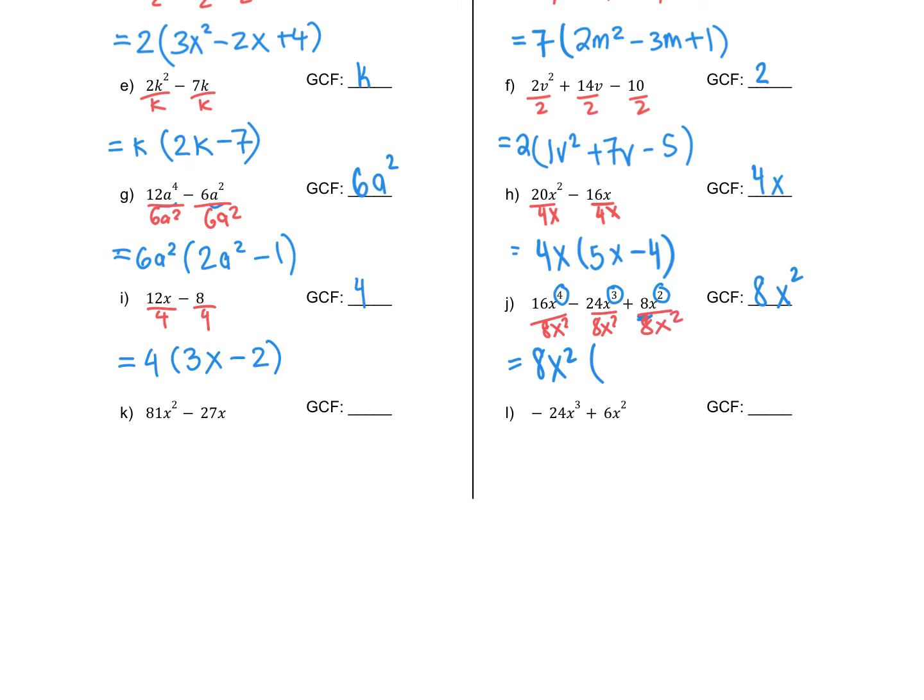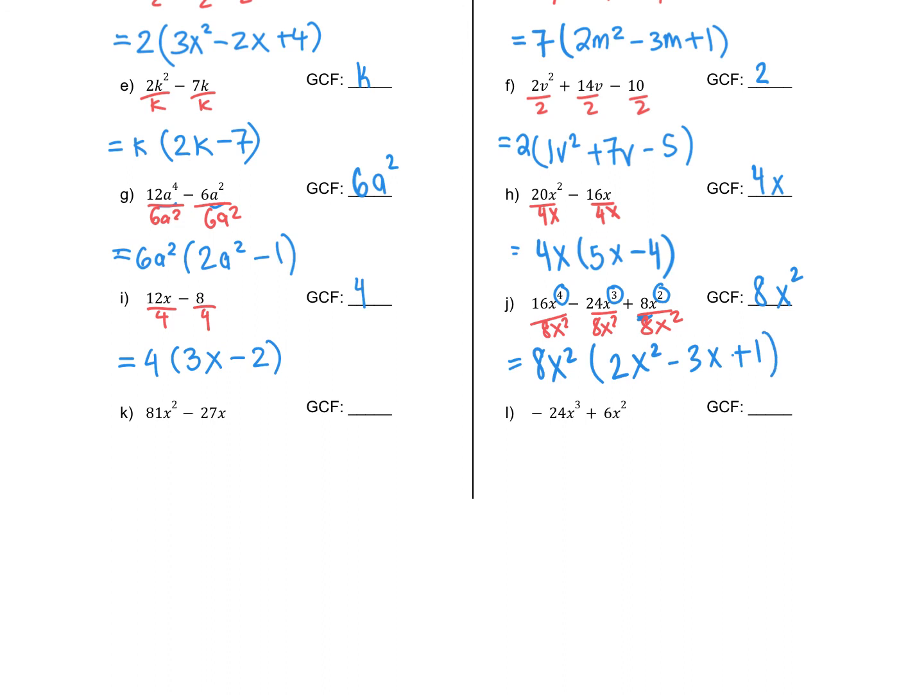So 16 divided by 8 is 2. x to the 4 divided by x squared, 4 x's on top and I'm removing 2, I have 2 left. Negative 24 divided by 8 is negative 3. And then I have 3 x's on top and I'm removing 1, so that's just x. 8 divided by 8 is 1. x squared divided by x squared, I have 0 x's left, so no point writing them.